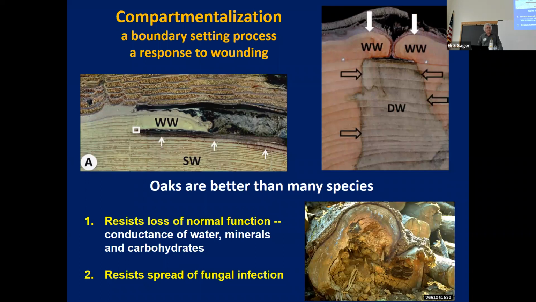Now, if a tree gets wounded, they have, to varying extents, depending on the species, the ability to form a boundary layer around that injury, and we call that compartmentalization. And the oaks are much better at compartmentalizing injuries than other species, and white oaks are a whole lot better than red oaks.